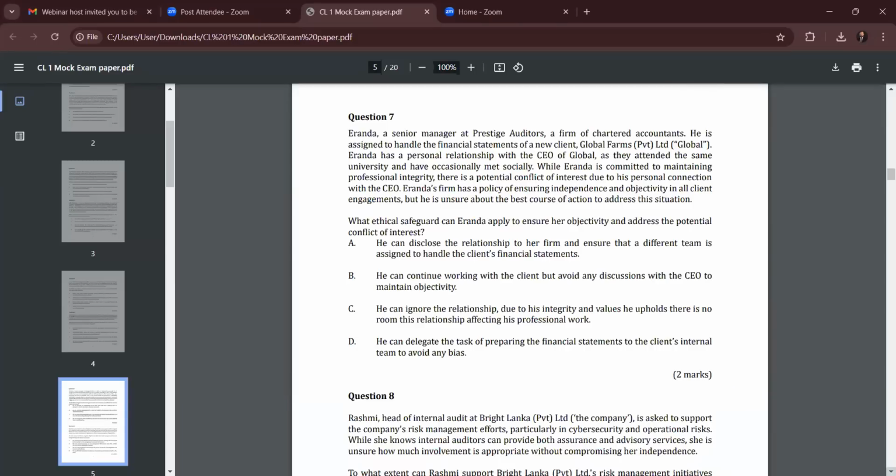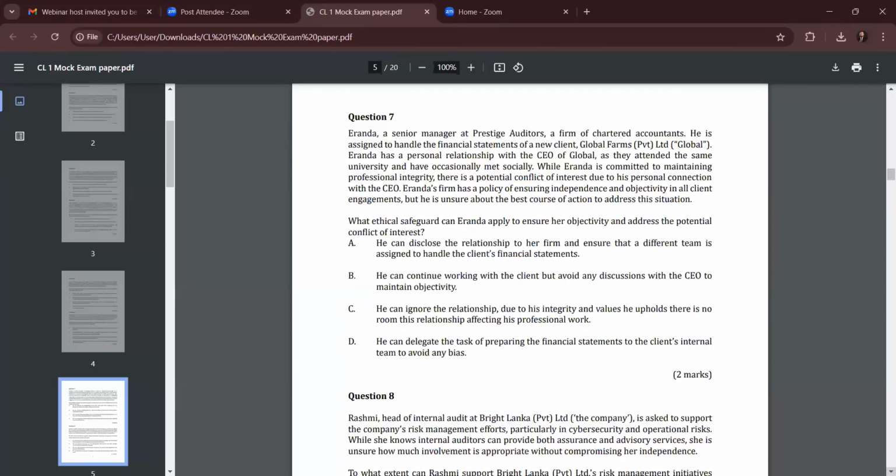Again, a private limited. Eranda has a personal relationship with the CEO of Global, as they attended the same university and have occasionally met socially. So the senior manager of the audit firm and the CEO of the client have a familiar relationship. Same university, occasionally meet.